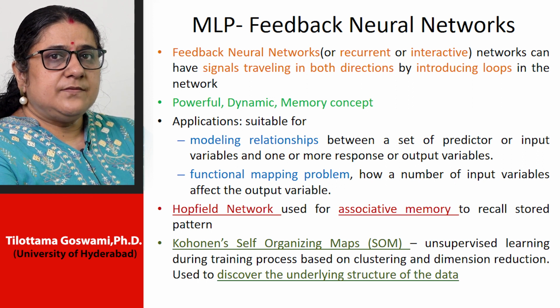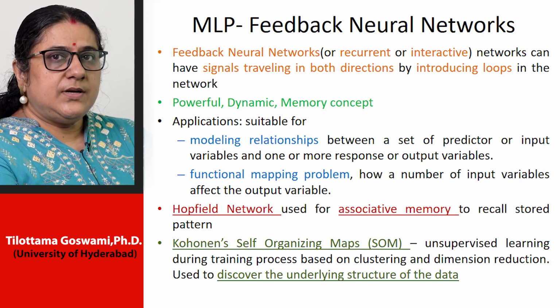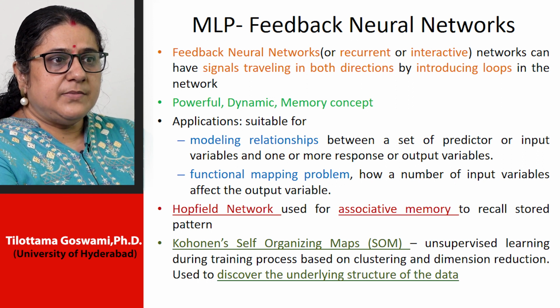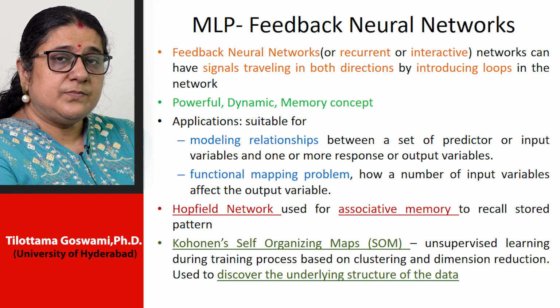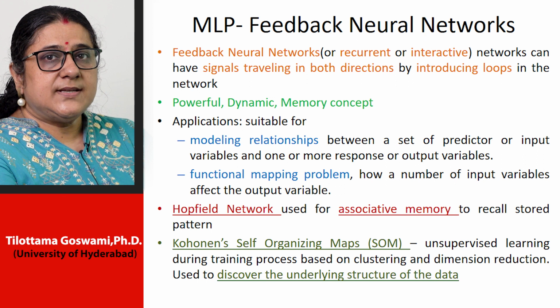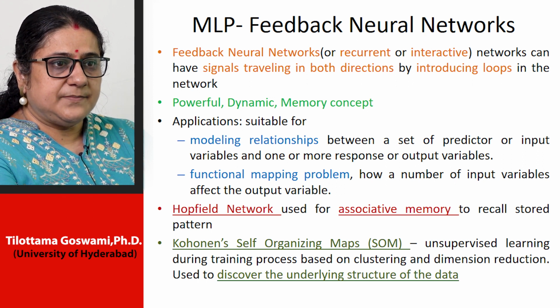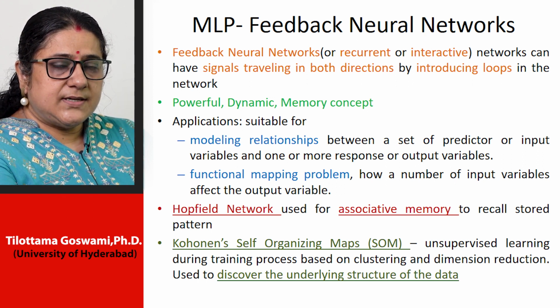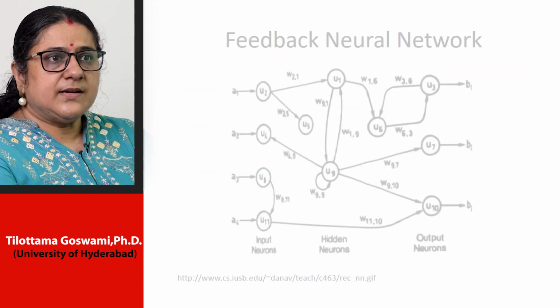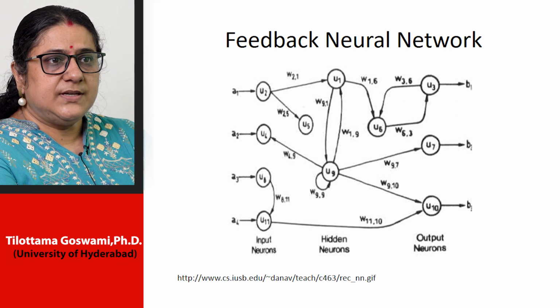Some of the types of feedback neural networks are the Hopfield network, used for associative memory. Kohonen's self-organizing map is an unsupervised learning technique during the training process based on clustering and dimension reduction. It is used to discover the underlying patterns, the underlying structure of the data. A feedback neural network looks like this, where you can see there are arrows going forward as well as backward, and some loops also existing in this diagram.